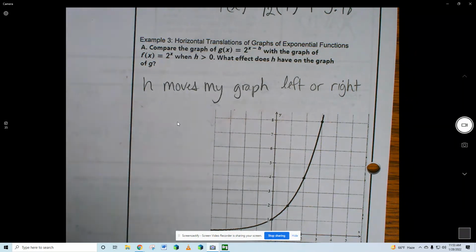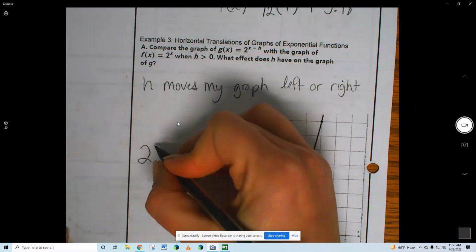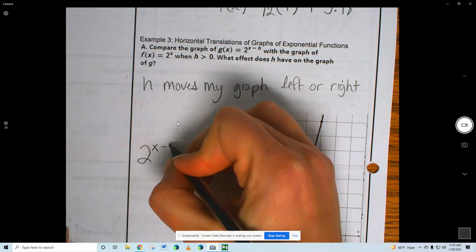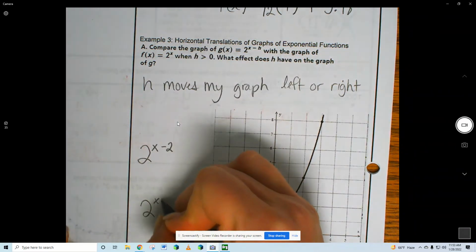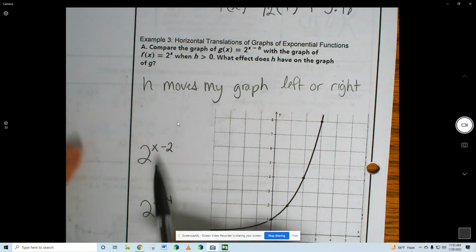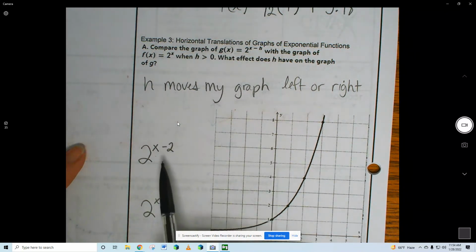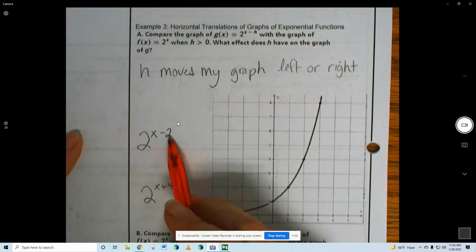So what would, let me give you a sample. 2 to the power of x minus 2 versus 2 to the power of x plus 4. What does this negative 2 mean for my graph?